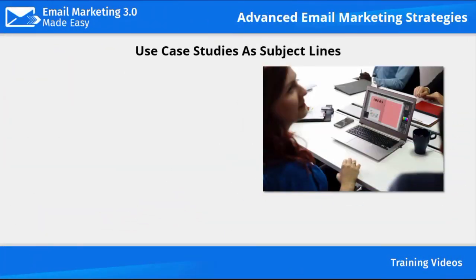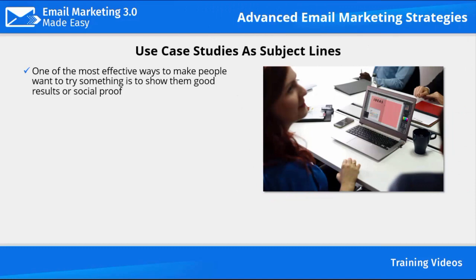Use case studies as subject lines. One of the most effective ways to make people want to try something is to show them good results, or social proof. You can apply this strategy in your marketing emails to improve your open rates by using case studies as your subject lines. Now, to apply this strategy, you will either need to use a real case study from one of your customers or to use an example case study from a competitor.